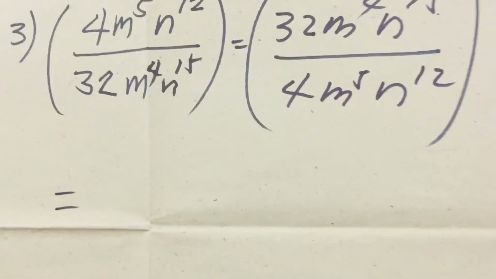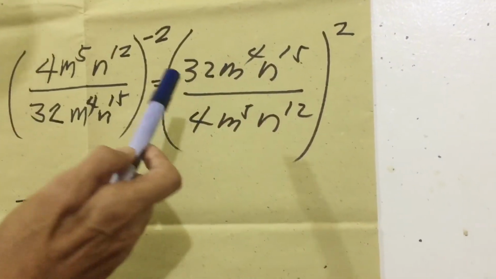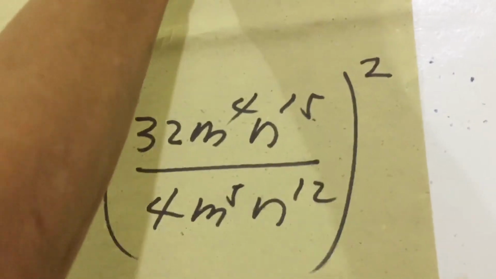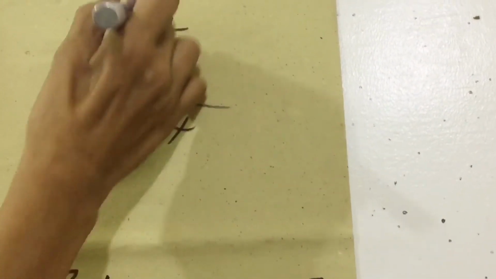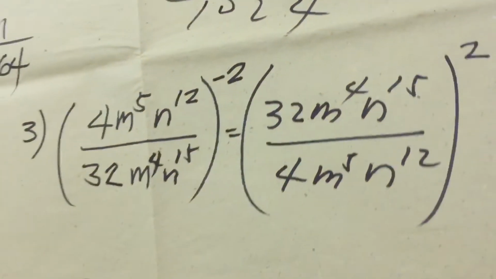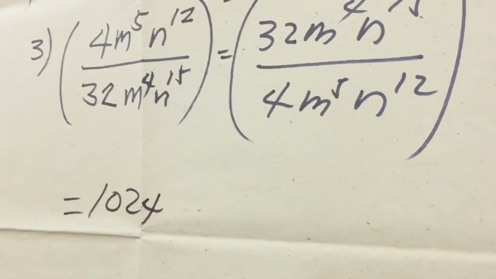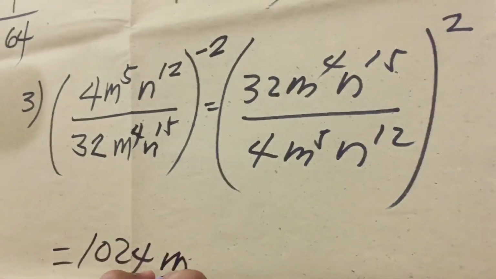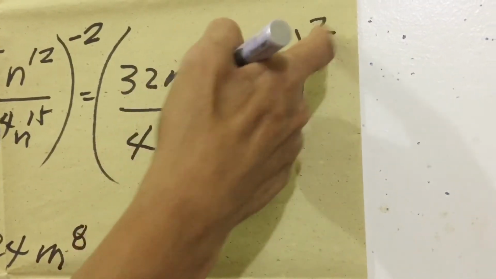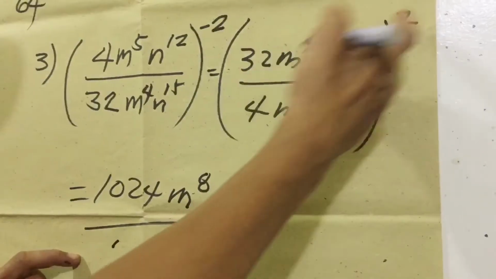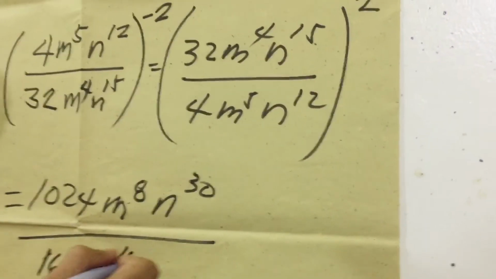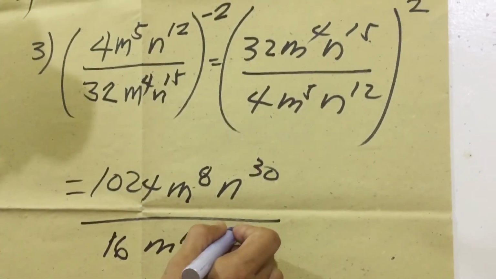Okay, next, equal. Gagawin natin yung power of a power law. Okay. 32 times 32, so pwede natin siyang multiply dito. 32 times 32, 2 times 2, 4, 2 times 3, 6, 2 times 3, 6, 3 times 3 is 9. Then we have to add 12 here, 1024. Our answer here is 1024. Then, the variable, we have to multiply 4 times 2 equals 8. And 15 times 2 equals 30 over 4 times 4 equals 16. Then m variable, 5 times 2 equals 10. Then n, 12 times 2 equals 24.